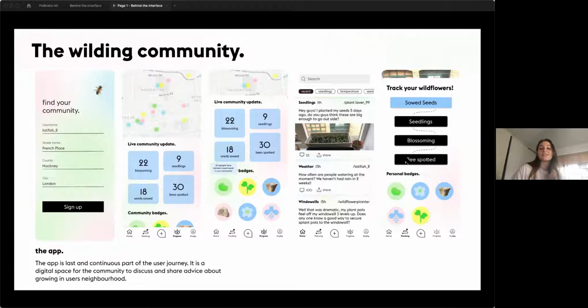And then the second part of this app is a tracking system. So you can track where you are and gain badges. And then this also leads to a community update. So where are other people in the community at? How many people have flowers? How many people have seen bees? How effective is this project actually being? So this is a continuous stage. And this is just to collect data, but also to give support to users as well.